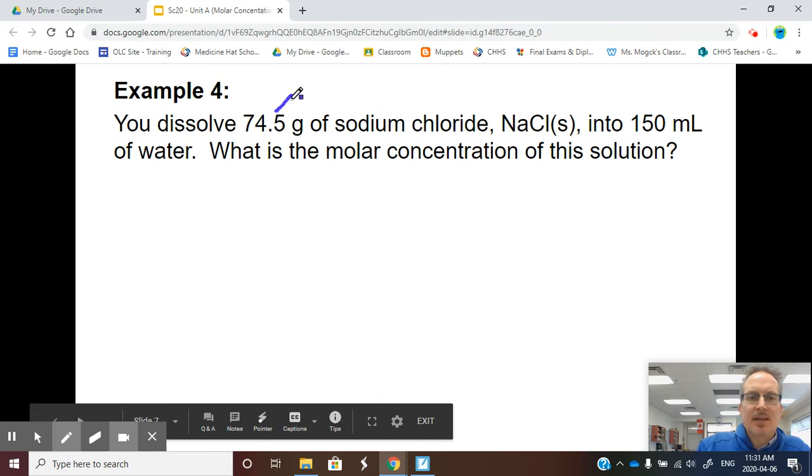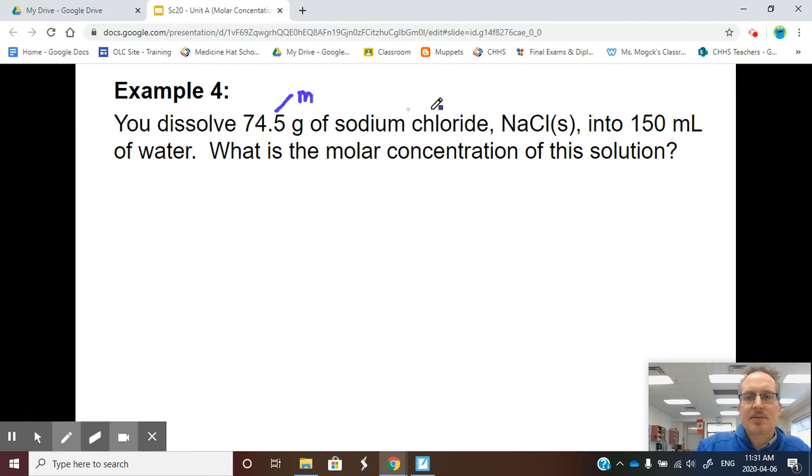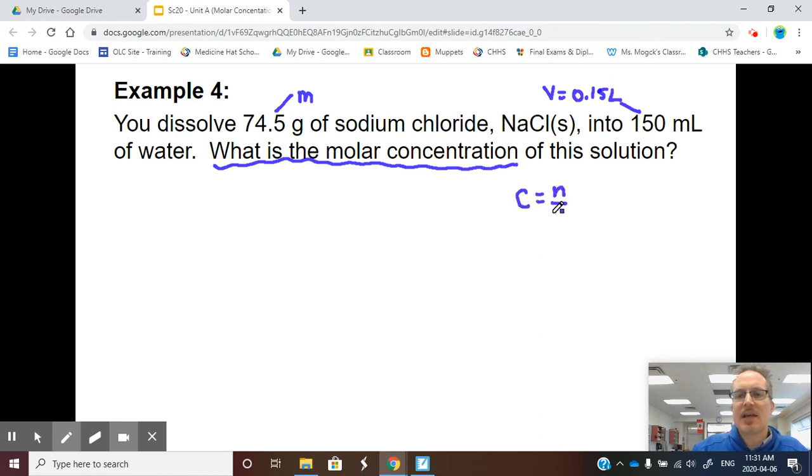So looking, this is a mass. This is a volume, but I don't like it in milliliters, so I'm going to change it to liters. We are trying to find what is the molar concentration. So we would like to find C equals n over V. I have volume. I do not have moles. So to find moles, we're going to do moles equals mass over molar mass. I have mass. I do not have molar mass. So I have to calculate it.